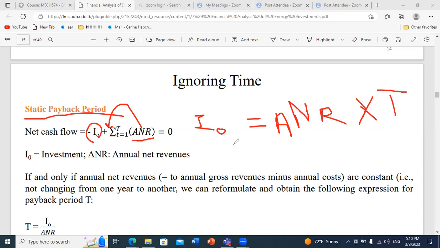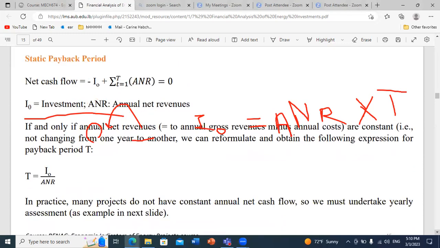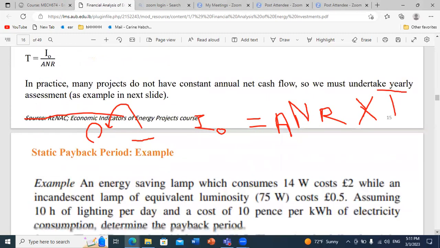Okay? So if and only if annual net revenues are considered to be constant, not changing from one year to the other, we can reformulate this expression and say that the static payback period can be calculated as I0 over ANR. Now, in practice, many projects do not have constant annual net cash flow, so we must undertake a yearly assessment, and we'll see this in the next slide. We'll see an example of this.